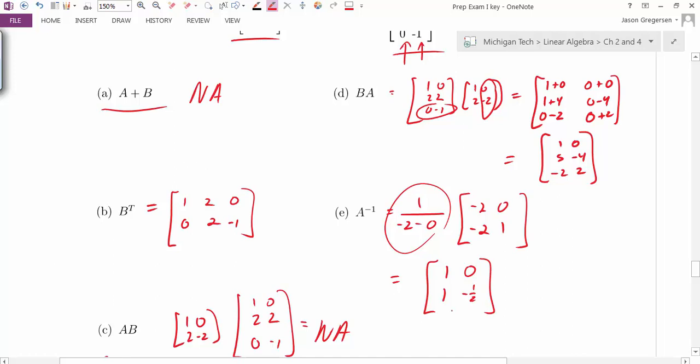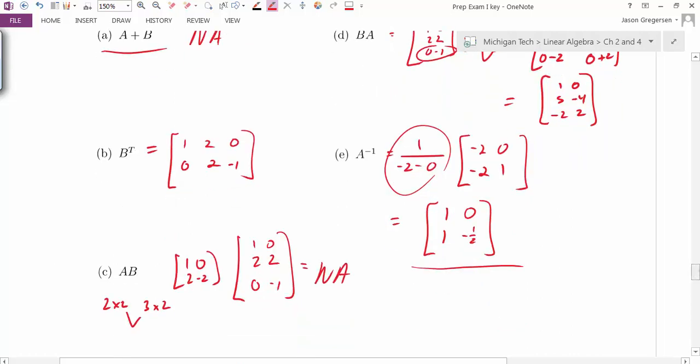Now on the exam, of course, I would want to check this by taking that matrix times A, and hopefully I should get the identity. And that's the last problem for this practice exam, and it concludes this video.